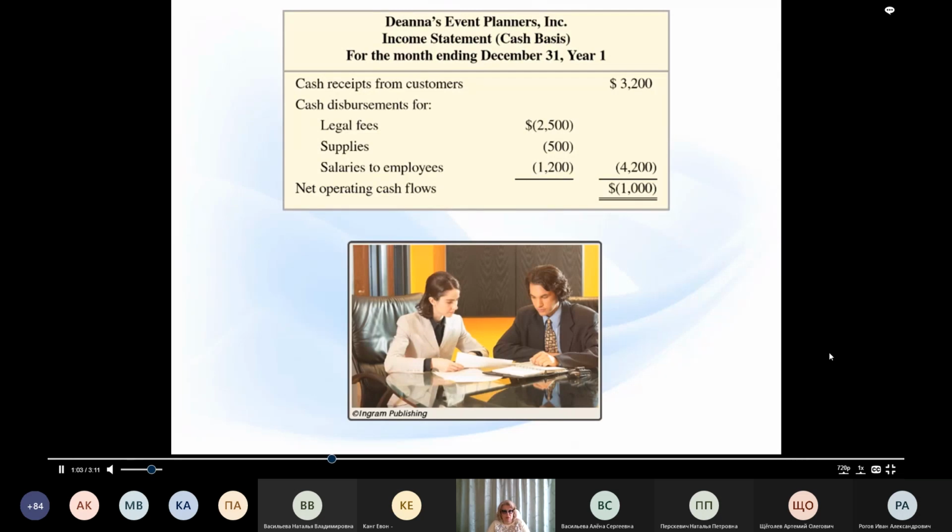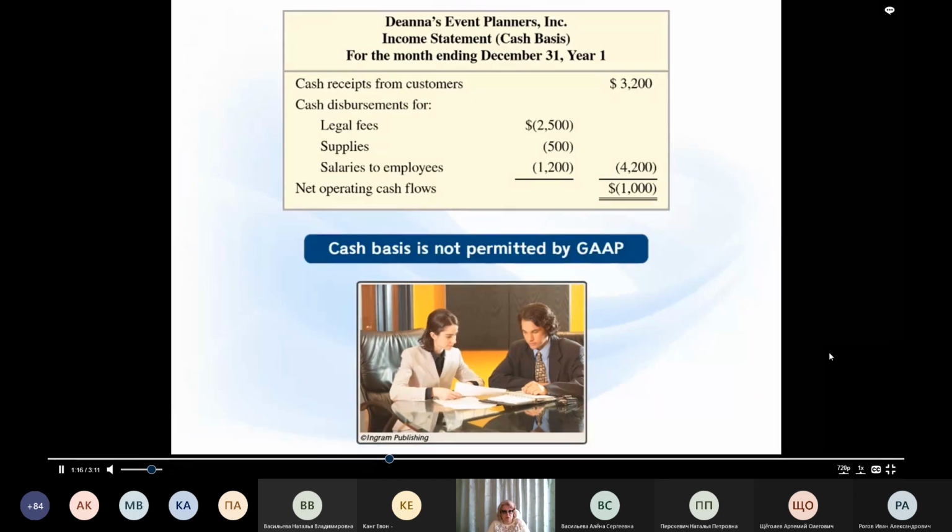However, it is not appropriate when a company is required to report to external users, since it does not provide an adequate measure of the company's performance and, in fact, can be subjected to manipulation. As a result, the cash basis is not permitted when generally accepted accounting principles are used to generate financial statements. We will consider a case that illustrates the problem with cash basis.